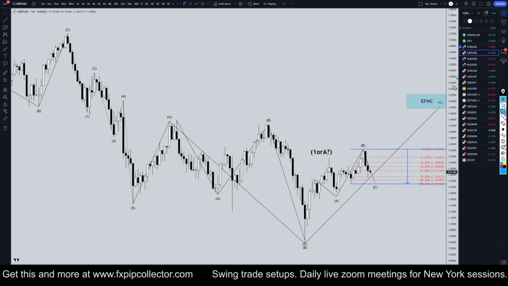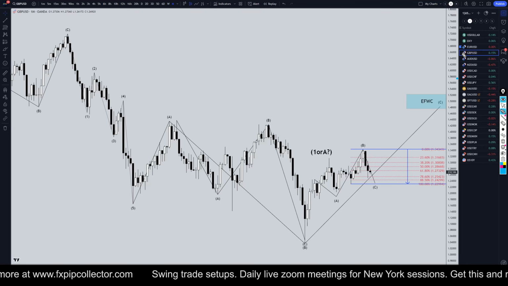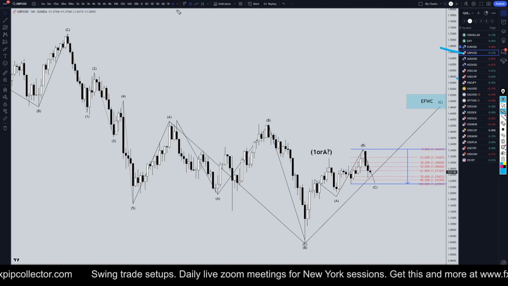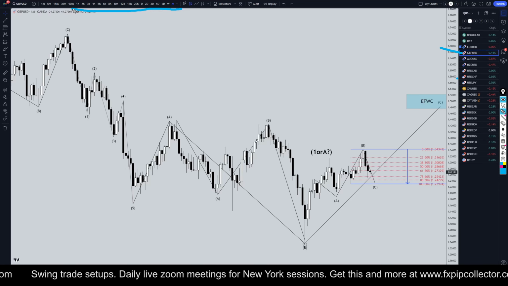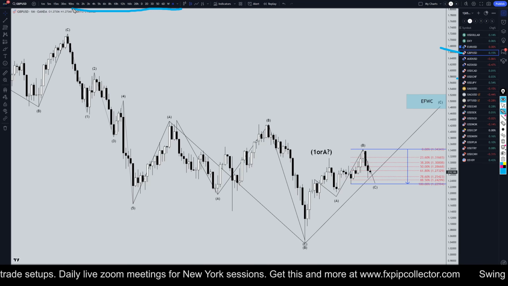Today is Wednesday, December 4th, and I'm going to be analyzing the pound US dollar starting on the monthly, working my way all the way down to the 1 hour time frame for the full top-down analysis.